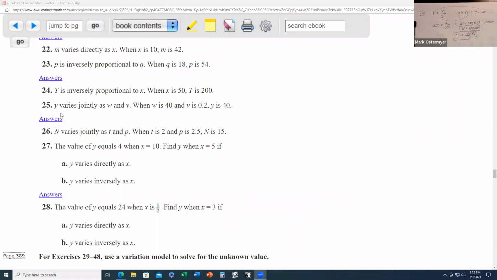Classwork number 1, we can call this. Problem number 25. It says Y varies jointly as W and V. When W is 40 and V is 0.2, Y is equal to 40. Let's use that data to find K. So go ahead and do problem number 25. First, set up the variation, plug in the numbers where they belong, solve for K. Okay, number 25, classwork number 1.